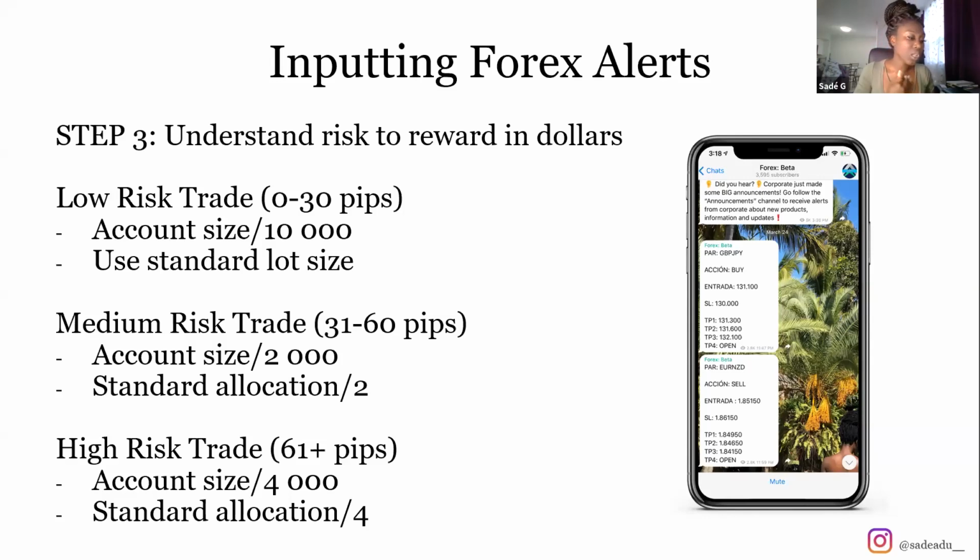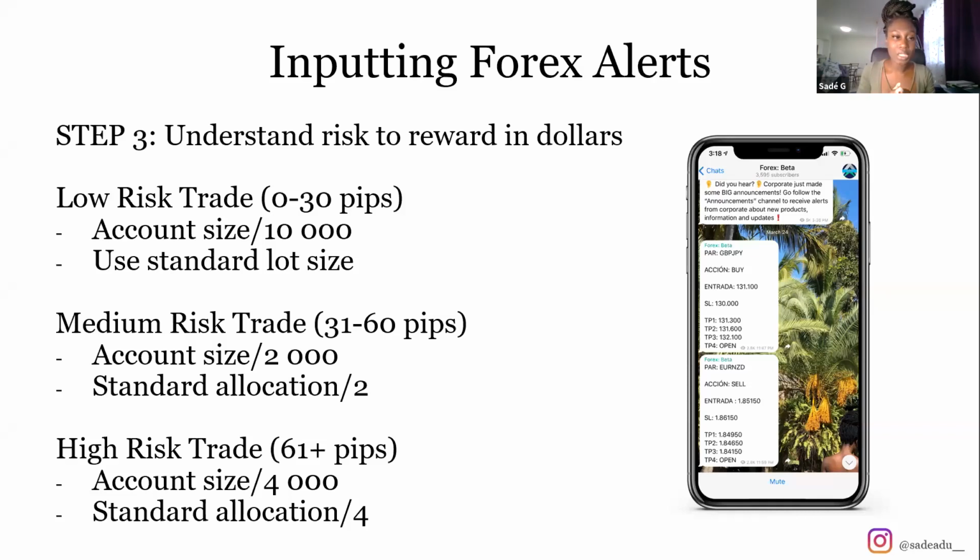Now, if it's a low risk trade, the stop loss in pips has to be between 0 and 30. Obviously, it's going to be more than 0, but it has to be between 0 and 30. This is what we call a low risk trade. Now, let's say it's 30 pips. How can we convert that into dollars? We want to understand what our price per pip is.